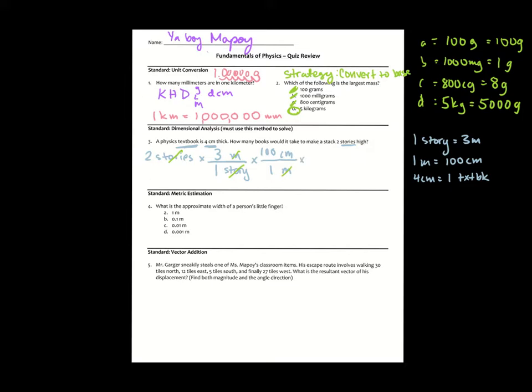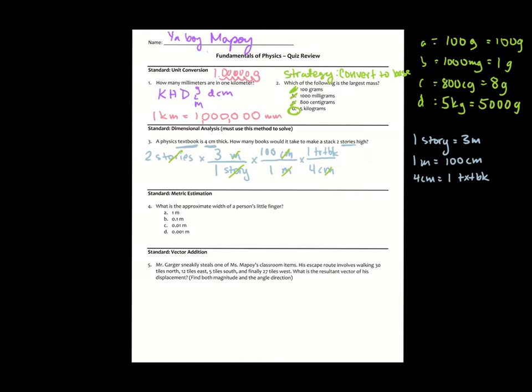Then we're going to continue with our last conversion factor, 4 centimeters equals 1 textbook. So we're canceling out the unit of centimeters to obtain the unit of textbooks. 1 textbook. And then finally centimeters cancels out and we got textbooks as our unit.